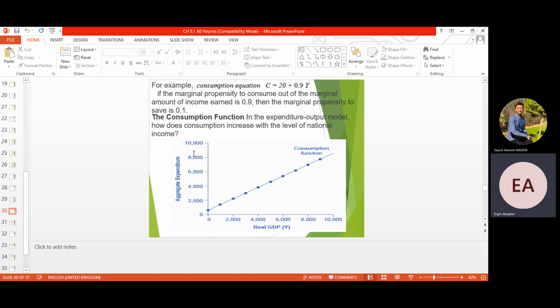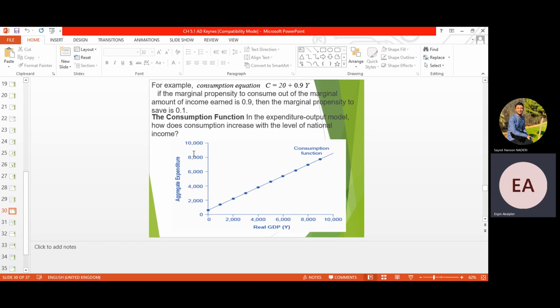Consumption equation here again, C = A + BY. As I said to you, A is 20, B is 0.9. Here is the marginal propensity represented, B. And as you see, the marginal propensity is 0.9 and the autonomous consumption is 20.